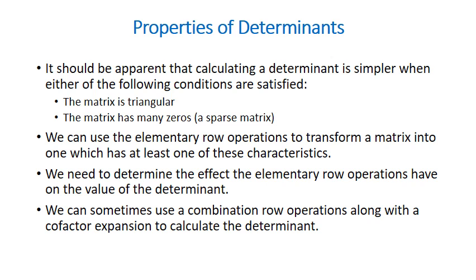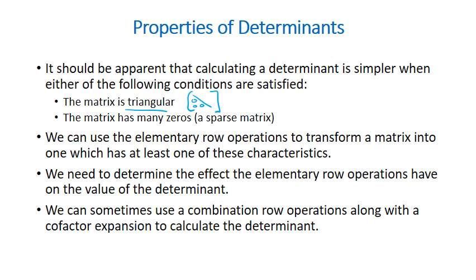It is a lot easier to calculate a determinant when the matrix is triangular. So remember, that means you have some zeros down here. Or when there are a lot of zeros, so if there are a lot of zeros in a specific row or column.